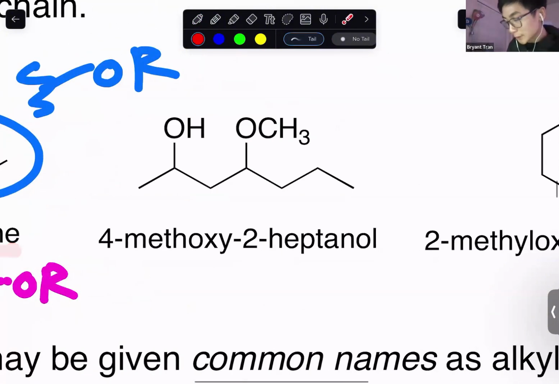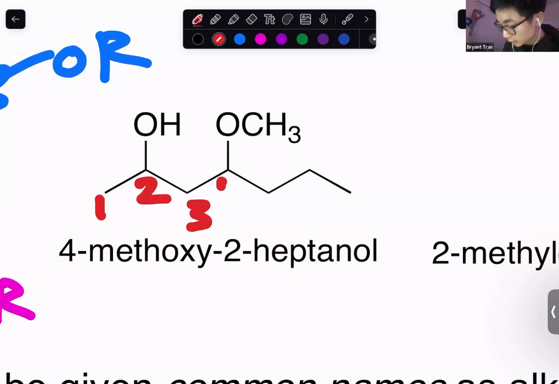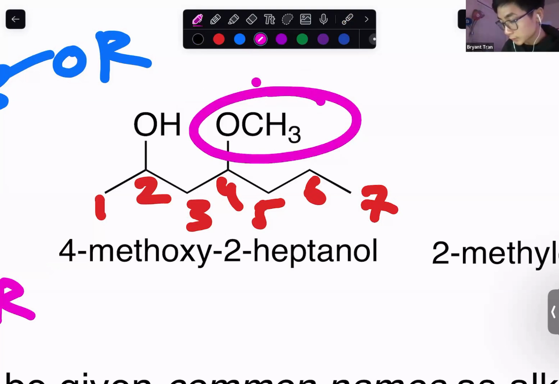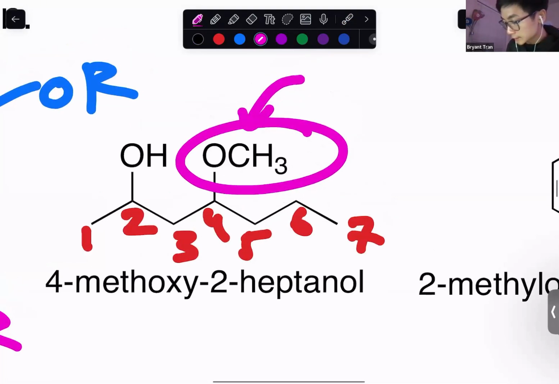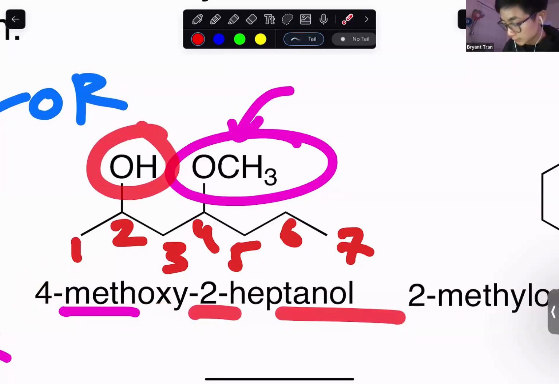When you have an alcohol in the molecule, alcohol will have a higher priority than ethers. So we have alcohol here, and our numbering will go left to right: 1, 2, 3, 4, 5, 6, 7. At carbon 4, there is an OR group attached, and the R group is 1 carbon long, so it's going to start with meth. And we have oxy because it's OR. So 4-methoxy-2-heptanol, because at carbon 2 there's an alcohol right there.